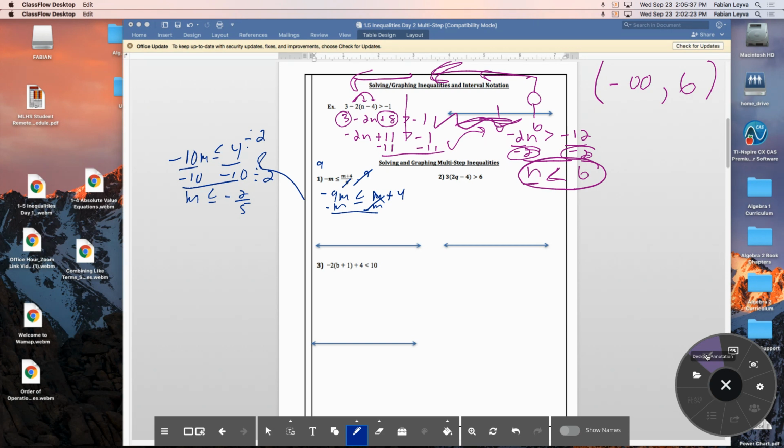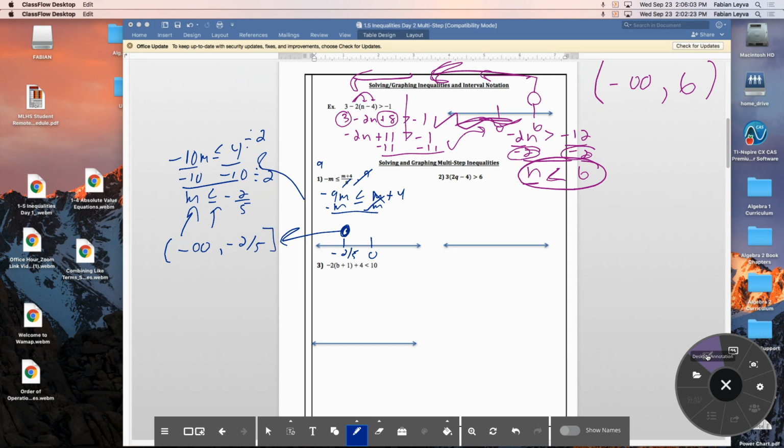I need to graph it, so here's my 0. Notice that negative 2/5 is somewhere over here. This one's going to be a closed dot because I have my less than or equal to. Now, when are my variables less than? They're less than to the left. So that means if I were doing my interval notation, it goes from negative infinity all the way to negative 2/5.